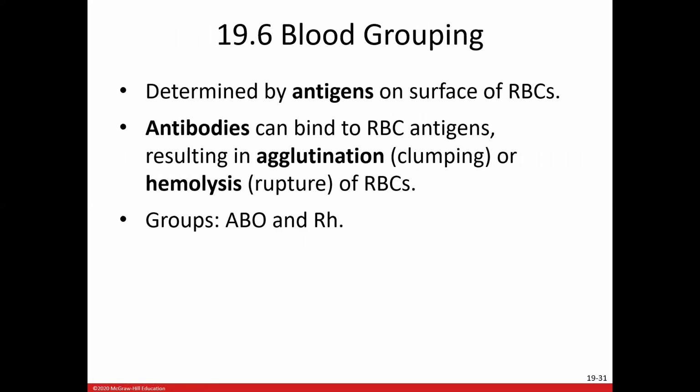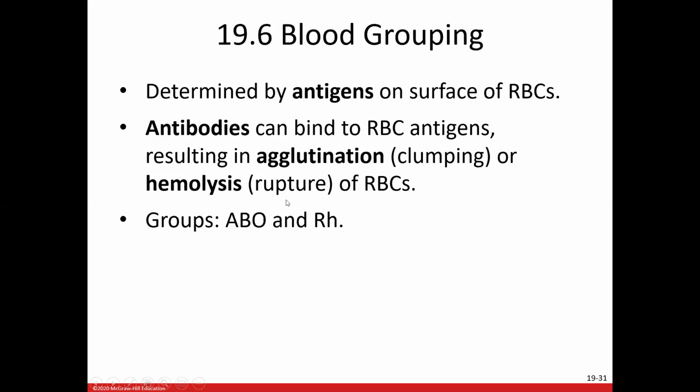Okay. So one of the last things we're going to talk about for this chapter is called blood grouping. And this is how we determine the actual blood type of an individual. And the blood type is going to be based on the antigens that we have on the surface of our red blood cells, not necessarily our white blood cells or our platelets, just the red blood cells. And the idea is that based on whatever blood type you have a certain type of antigen that identifies it.